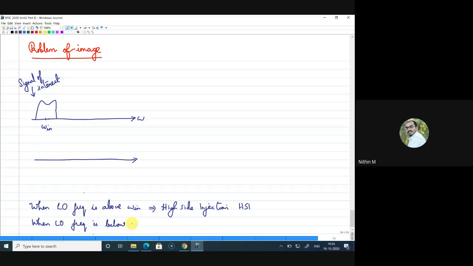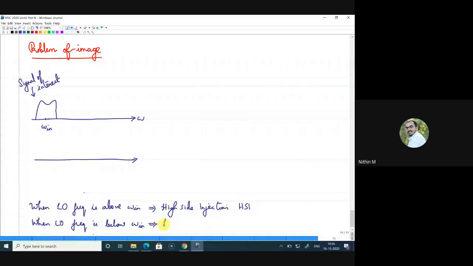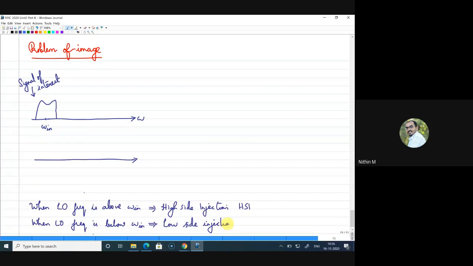When your LO frequency is below omega in, we call it low side injection. These are the technical terms we use to identify whether your LO frequency is above omega in, or below omega in. Right now, I am considering an LO frequency which is somewhere here. By looking at the LO frequency, can you tell me what type of injection this is?